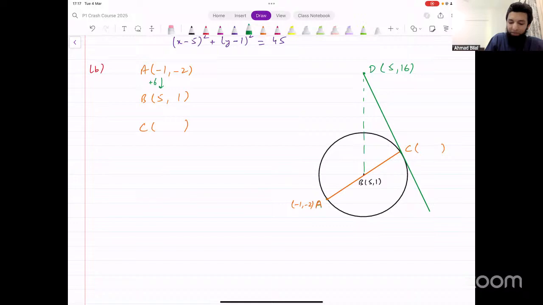We have to do +6 here to get to B. We do +6 more, and that gives us 11. From -2 to 1, we have to do +3. We do +3 more, and that gives us 4. These are the coordinates of the point C: 11 and 4.